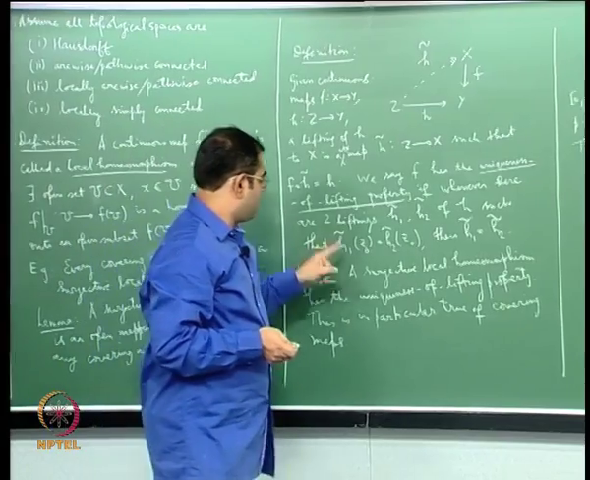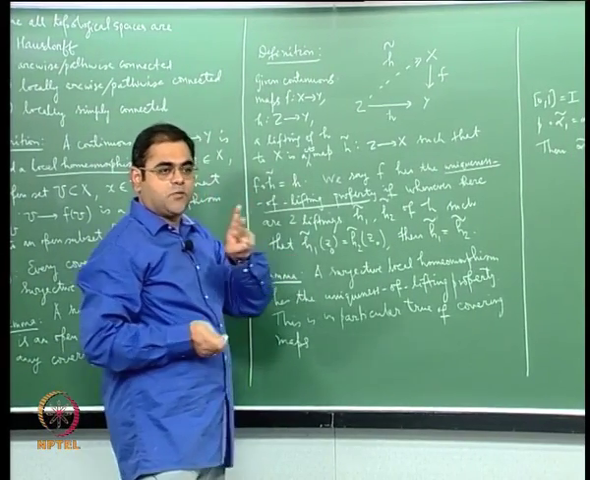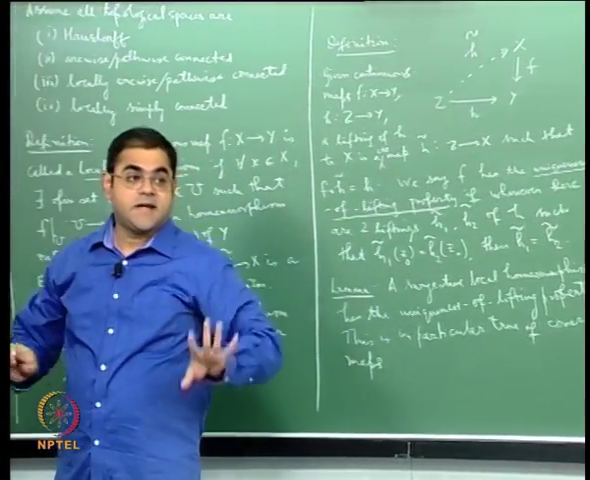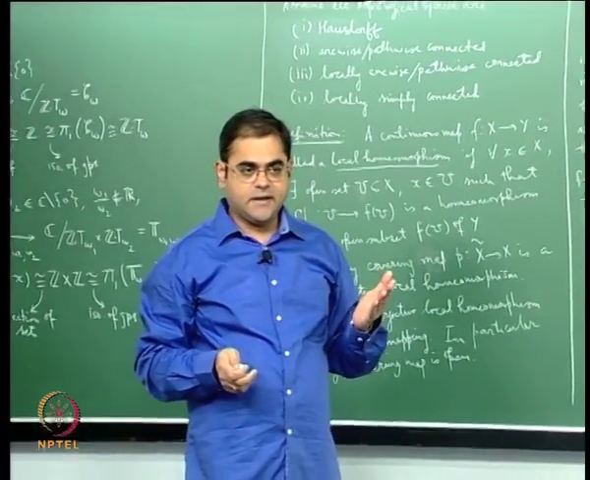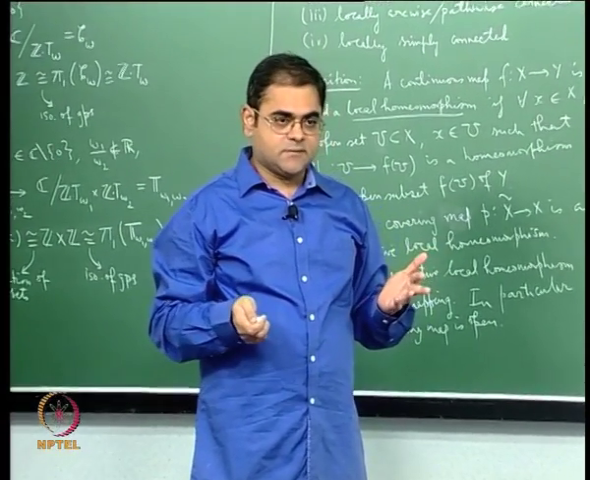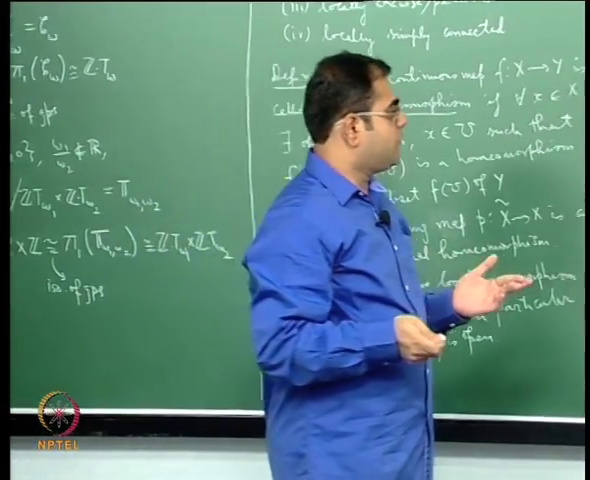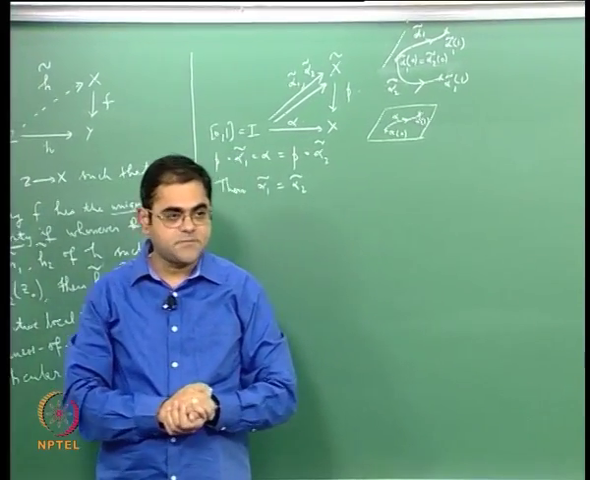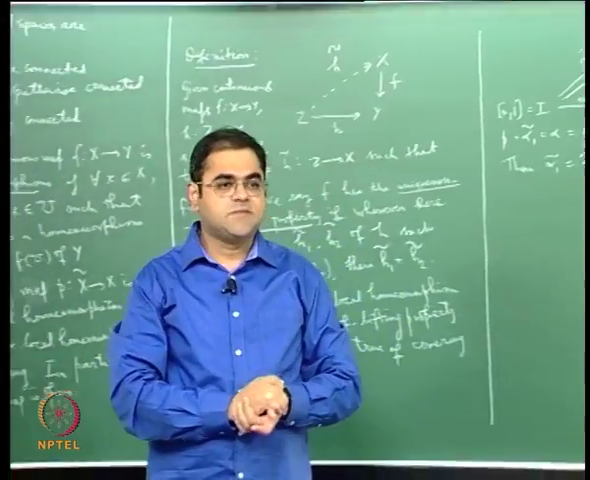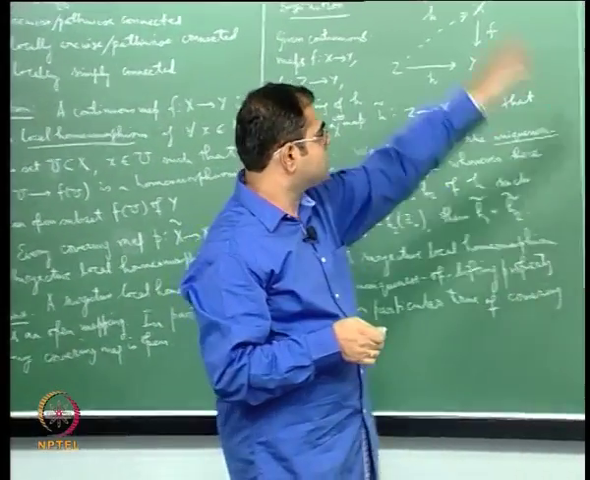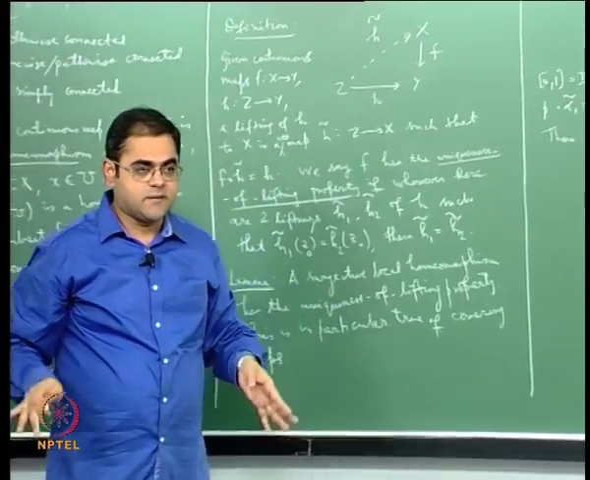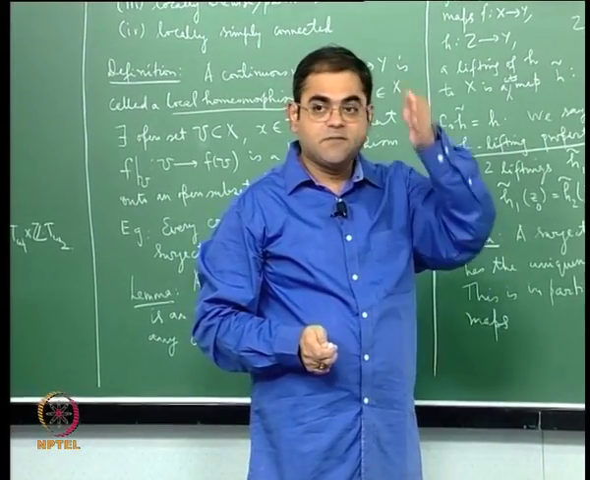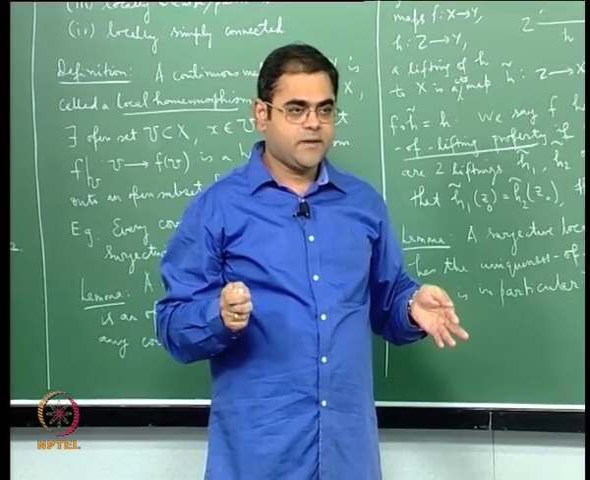For example, what this condition says is if you get two lifts which agree at one point, then they are the same, but it doesn't guarantee you the existence of a lifting, okay. So where do you get that from? It happens for covering spaces. In the case of covering spaces you have the existence of a lifting, and then because it is also a local homeomorphism the lifting is unique, okay. So we say that covering maps have the unique path lifting property, okay.